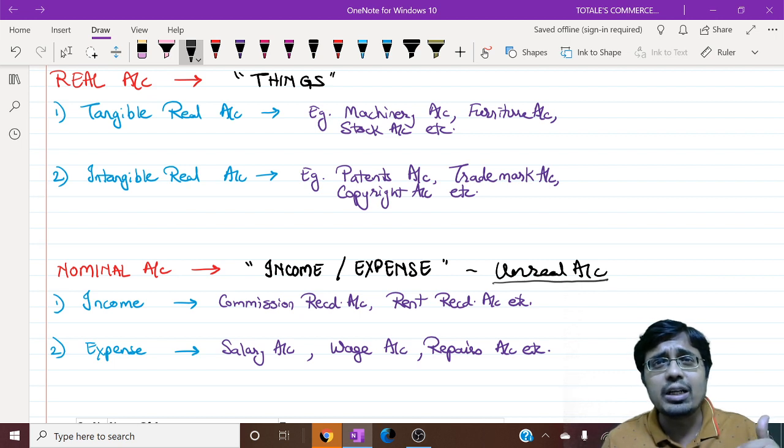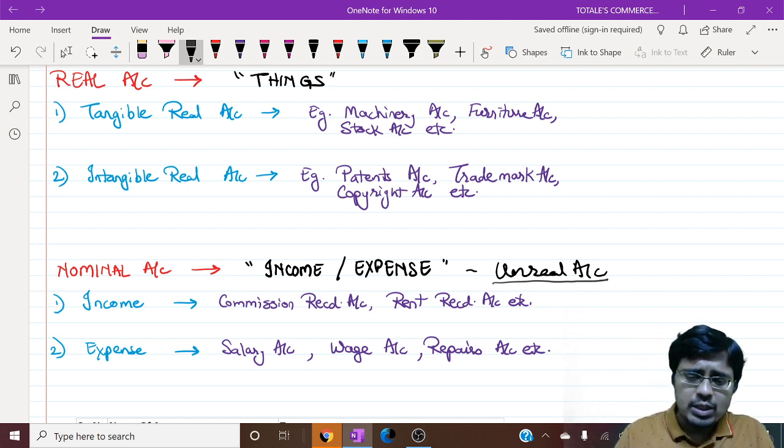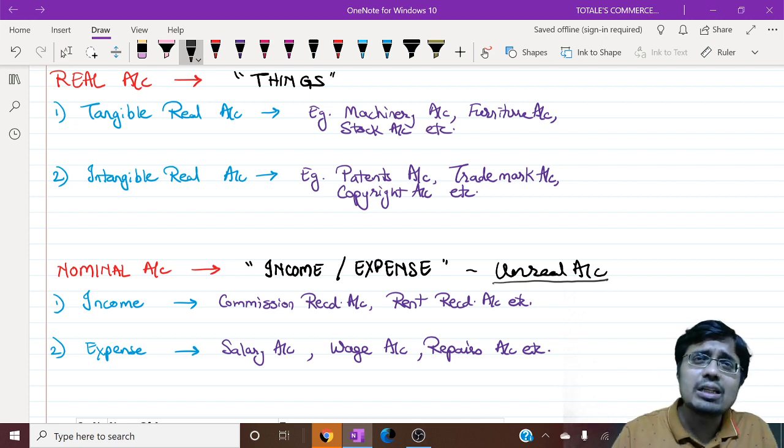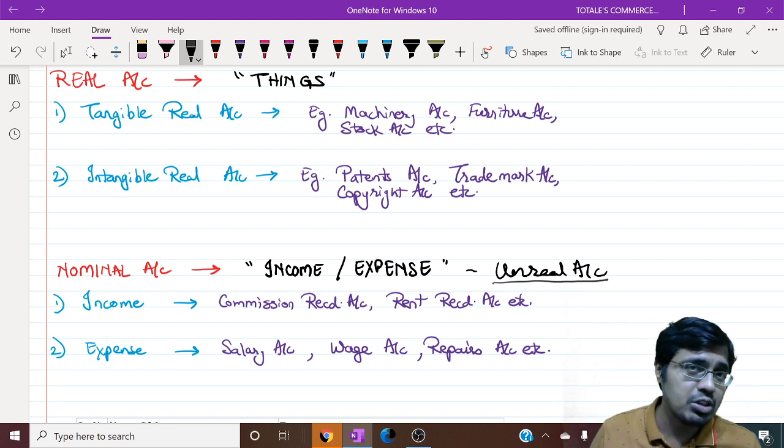These are accounts for either income or expenses. Income may be commission received, rent received, etc. Expenses may be salary, wages, repairs, maintenance, electricity, etc. Okay, so now let's go for a fast recap and then we'll go for classification of accounts.